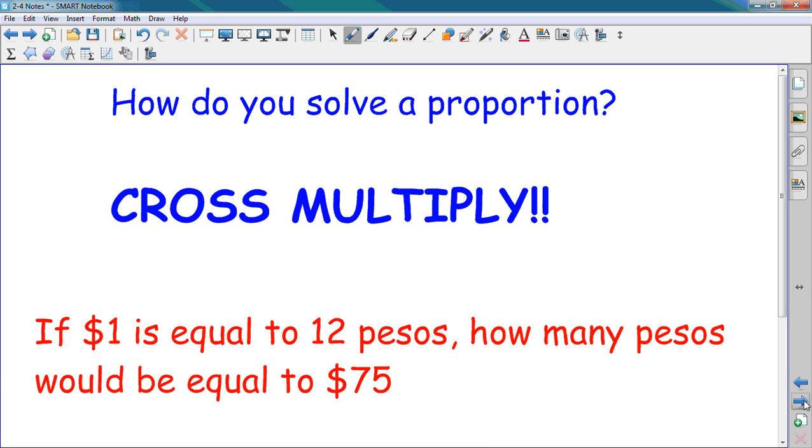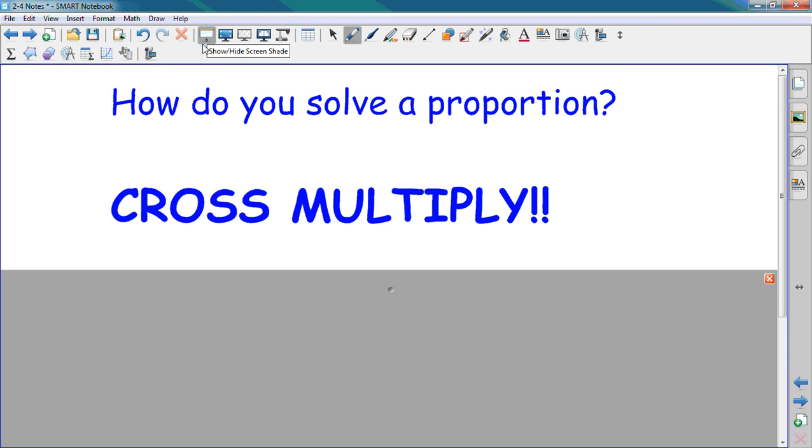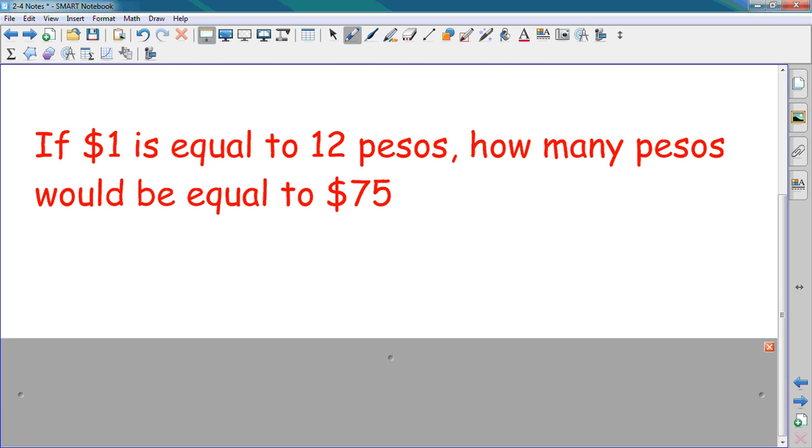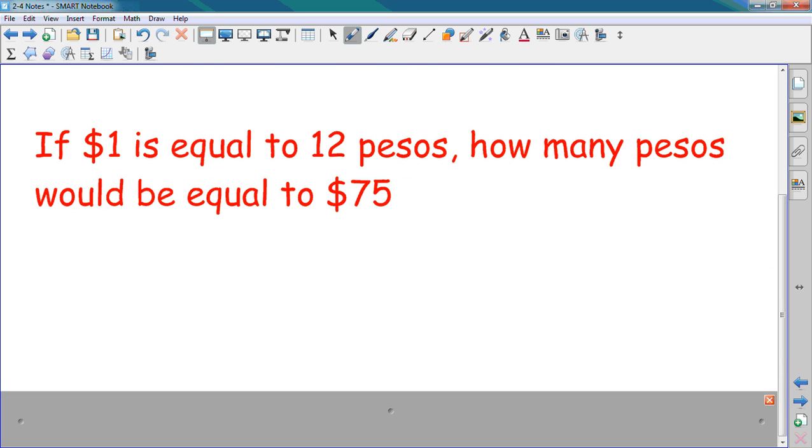How do you solve a proportion? Well, we talked about this a little bit. You cross multiply. Some of you like to cross multiply when you're adding, subtracting, multiplying, or dividing fractions. Some of you think it's the answer to everything. Well, it's not. It's only the answer when you're solving a proportion. For example, exchange rate. Exchange rate is one way that we use proportions every day. Maybe not you personally, but people who are traveling to other countries that use euros, pesos, yen, whatever kind of money they use in that country.